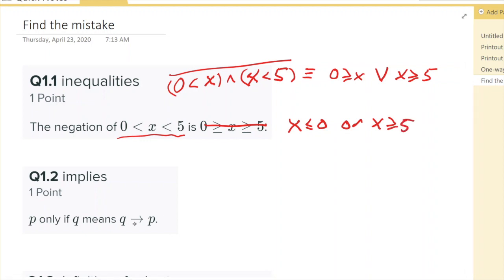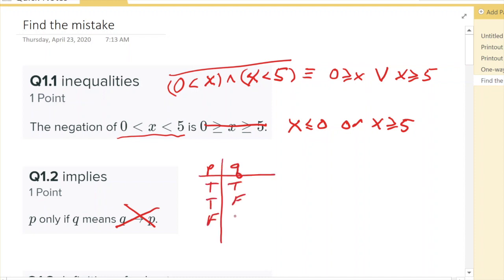P only if Q. Let's make a truth table. Well, P is true only if Q is true, so that's fine. P is true, but Q is false, so that one is bad. P is true only if Q is true. Well, P is not true, so it doesn't matter.